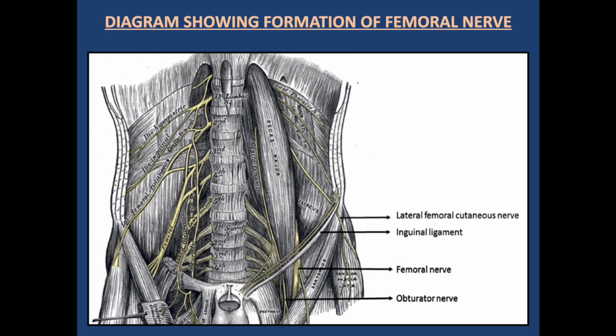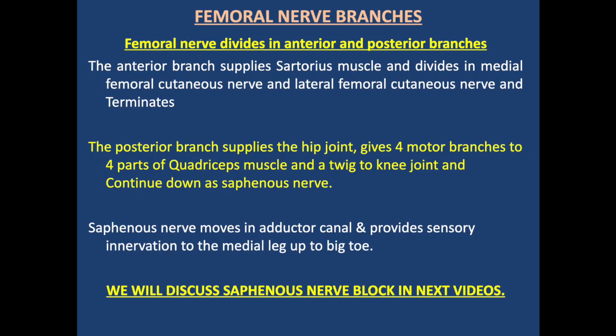This is a diagram showing formation of the femoral nerve in the lumbar region. You can see lumbar 2, 3, 4 nerves. They pass in the mass of the psoas muscle, and in this diagram, from one side, psoas muscle is removed. 3 nerves make femoral nerve and pass under the inguinal ligament. Femoral nerve divides in anterior and posterior branches after entering the femoral triangle.